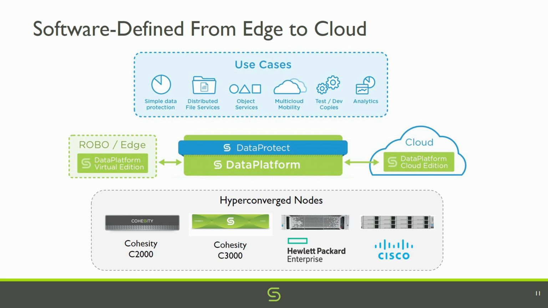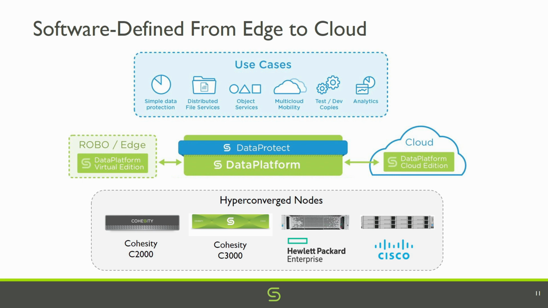In the data center, when people deploy Cohesity today, it is typically on a physical appliance, right? So it's a software-defined solution, but we also sell pre-configured, fully packaged appliances. These are what we call the hyperconverged nodes. There's the C2000, there's the newly announced C3000, which is a more dense storage node. We're also certified to be deployed on HPE or Cisco, right? So those are the most common deployment models today in the data center room.